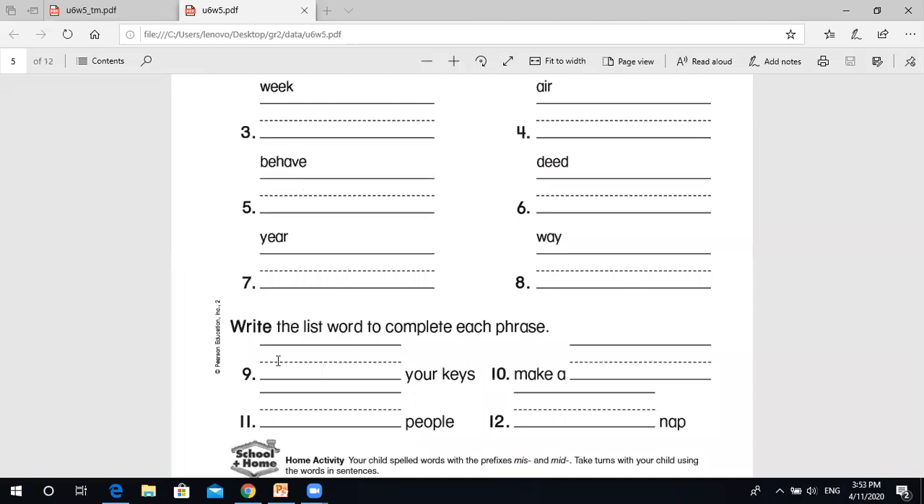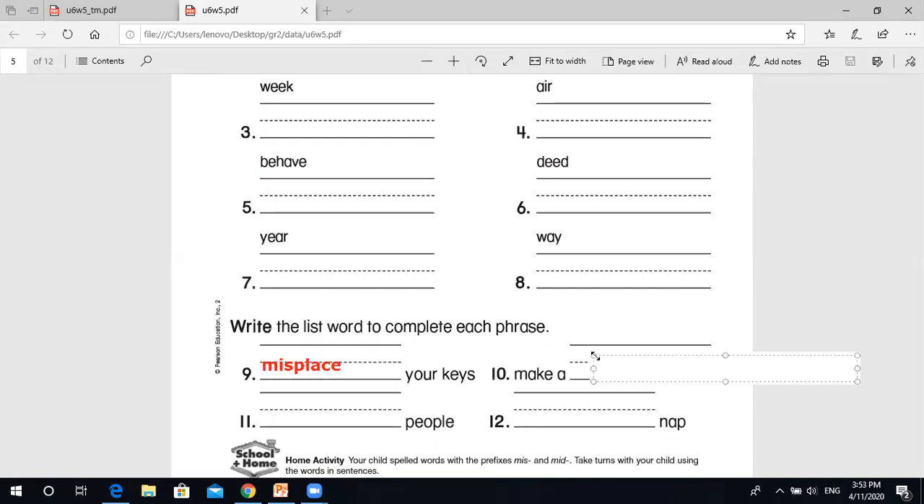Now, write the list word to complete each phrase. Okay, here, your keys. What about your keys? When you lose your keys, you lost something. You misplace your keys. It's misplace.